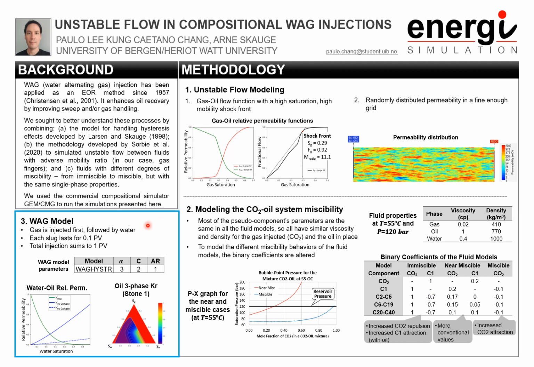And our final step in our methodology is to define the WAG model. Our WAG injection is basically one slug of gas followed by one slug of water. Each slug has 0.1 pore volumes, and this is repeated 5 times, totaling 1 pore volume of gas and water injected by the end. The WAG model parameters are set in this table.